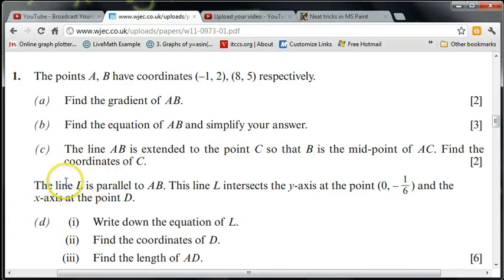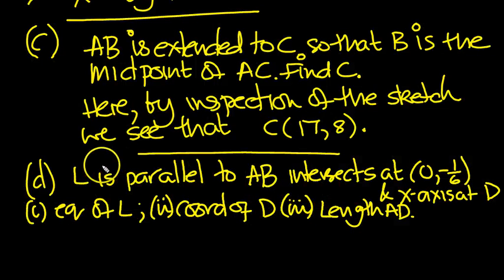Part D then. We're told that the line L is parallel to AB. This line intersects the y-axis at the point (0, -1/6) and the x-axis at the point D. Write down the equation of L, find the coordinates of D, and find the length of AD. So a lot to take in there, so I've written it all down here in abbreviated form.